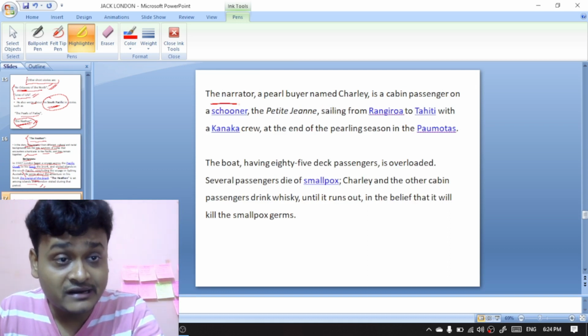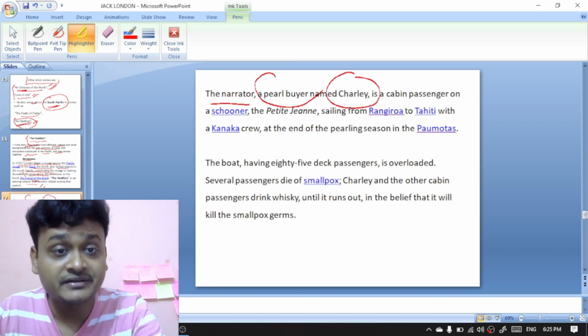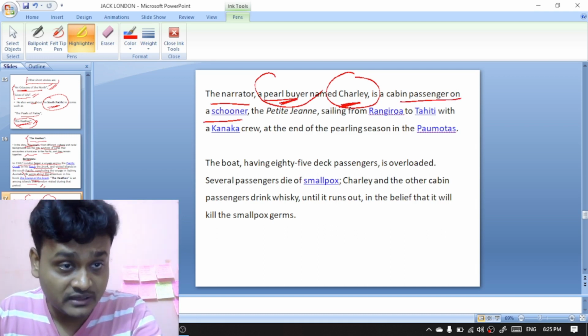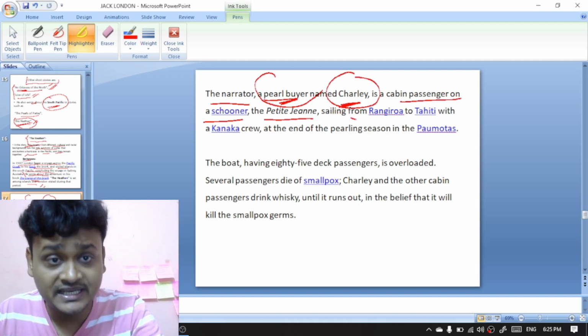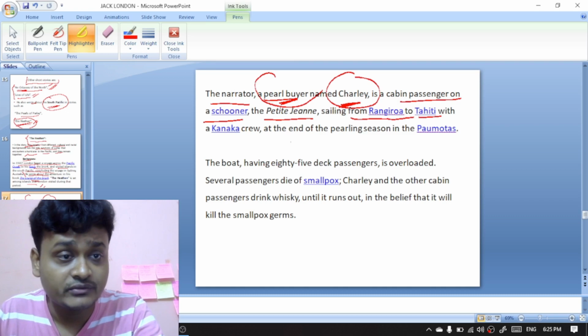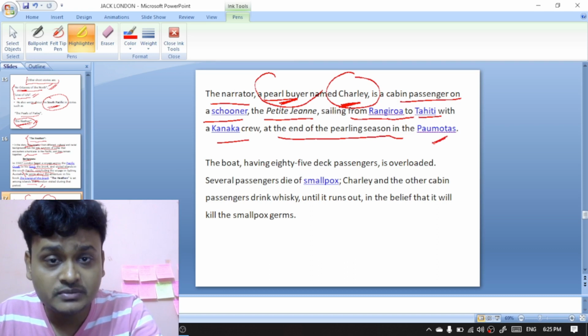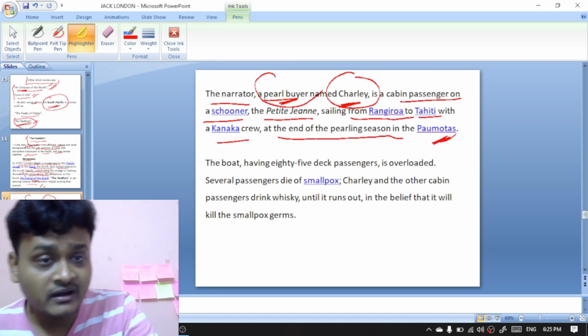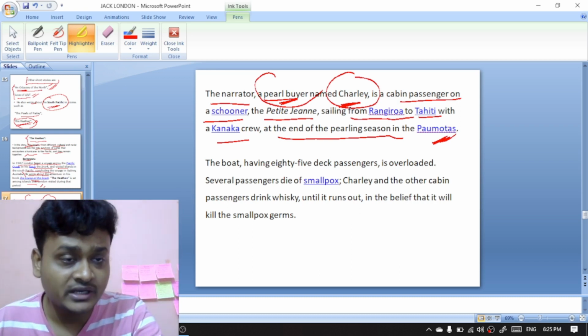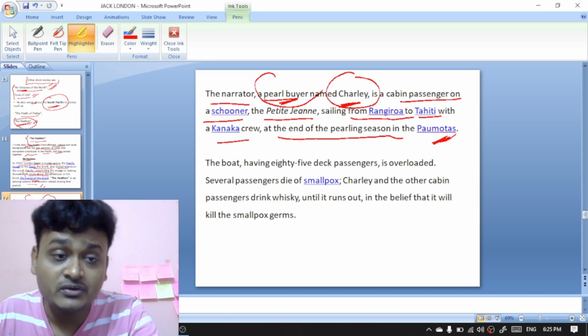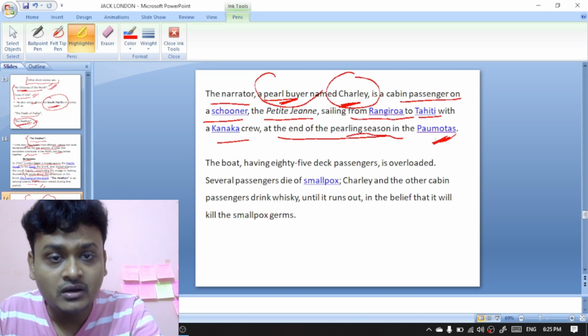In The Heathen, the narrator is a pearl buyer named Charlie. Charlie is a cabin passenger on a schooner, the Petite Jim, sailing from Rangiroa to Tahiti with a Kanaka crew at the end of the pearling season in the Paumotus. The name of the schooner, the vessel, is Petite Jim. The name of the Kanaka crew member is Otto.